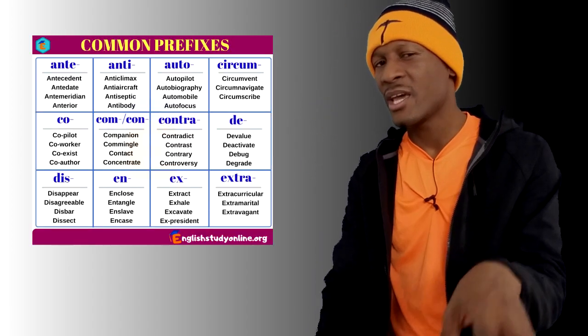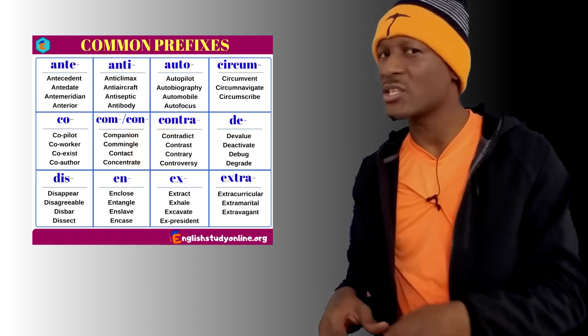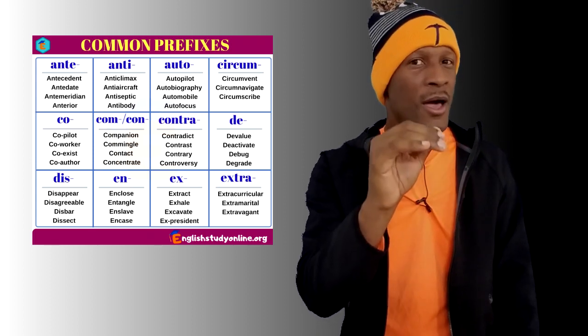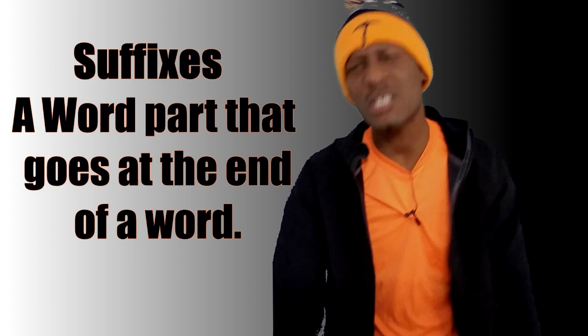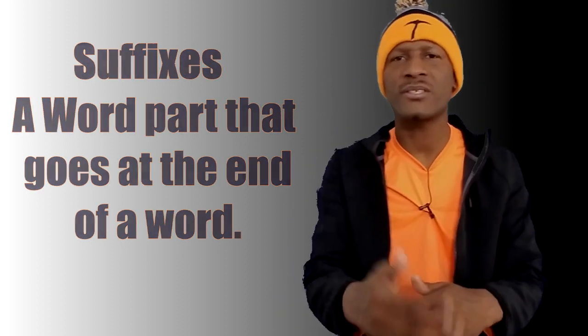So if prefixes go before a word, then a suffix is a word part that goes at the end. Yeah, that's right, at the end. Y'all got it. Y'all smart. Y'all super smart. See, the cool people, we say smart. So these suffixes go at the end of a word. They are a word part that goes at the end.